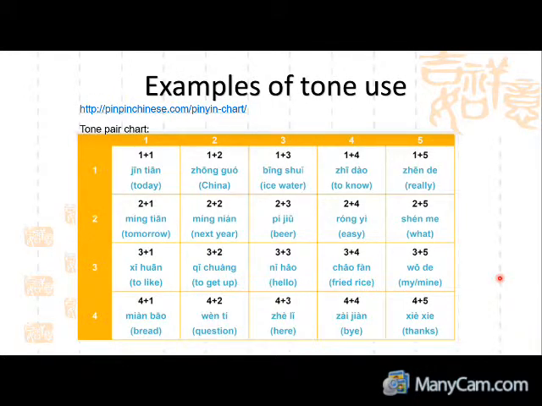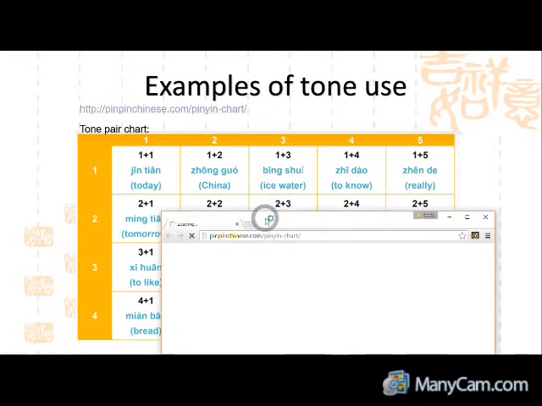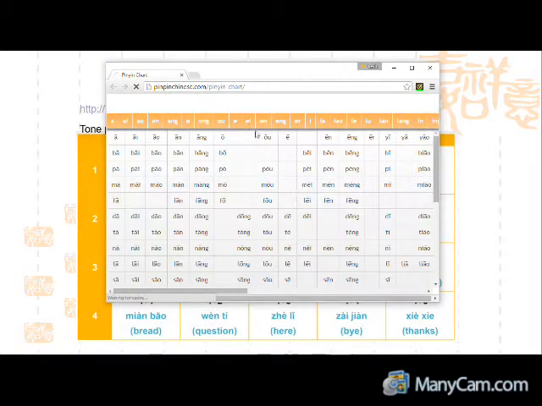Example of tone use in the Chinese language. Obviously there are lots. You've got this website you can go on. So if you click that, it will take you to something hopefully like this. I'll go through the tone pair chart very soon. So this is what it should take you to.